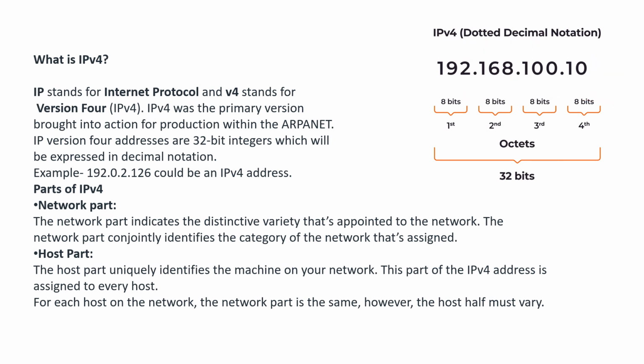Here you can see every byte is represented in the form of a decimal, separated with dots. This type of notation is called dotted decimal notation.